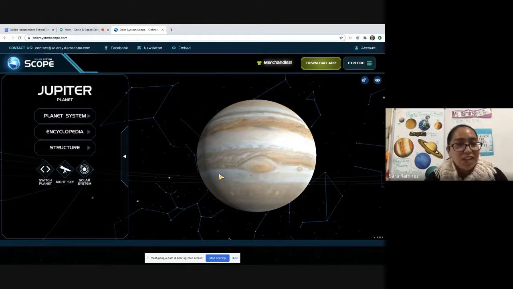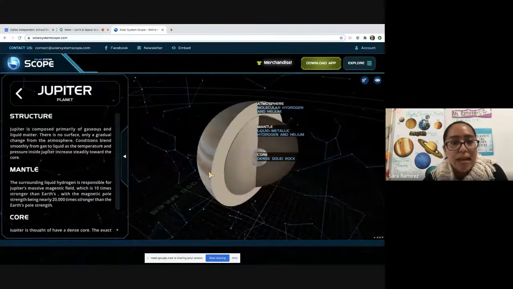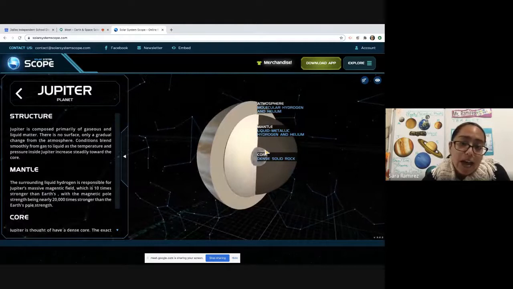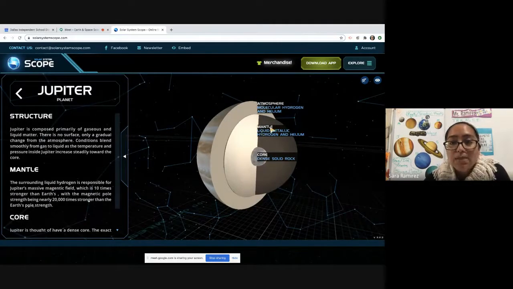We now know that Jupiter is up to about 75 moons, but who knows, with more advanced technology, astronomers might be finding more. And it does have a faint ring system. So let's do a quick look at Jupiter and its structure. Again, we believe it might have a dense solid core, and then it has a mantle that's liquid metallic hydrogen and helium, and then an atmosphere of hydrogen and helium here.